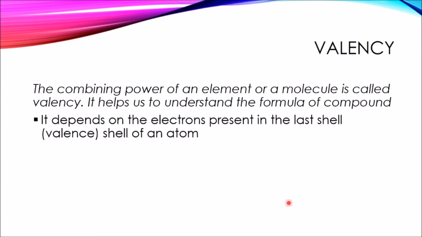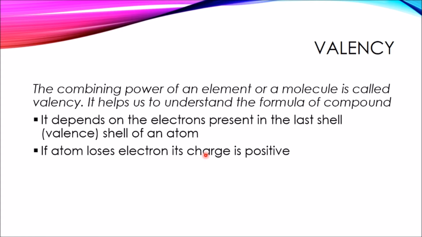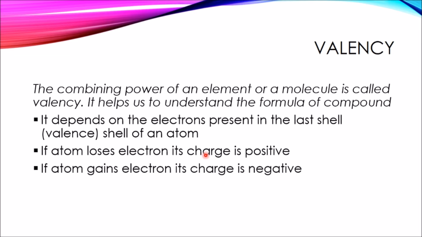Valency depends on the number of electrons in the last shell of an atom. The last shell itself is called the valence shell, and the electrons present in that valence shell are called valence electrons. The valency of any element depends on the valence electrons of that element. If an atom loses electrons, it has a positive charge, because whenever electrons are lost, the atom forms a positive ion. This positive ion is called a cation. When atoms gain electrons, they have a negative charge, and the ion formed is the negative ion, also called an anion.